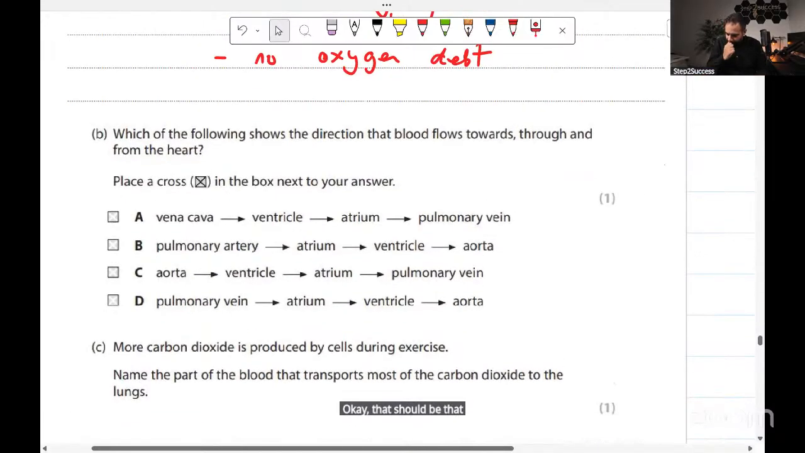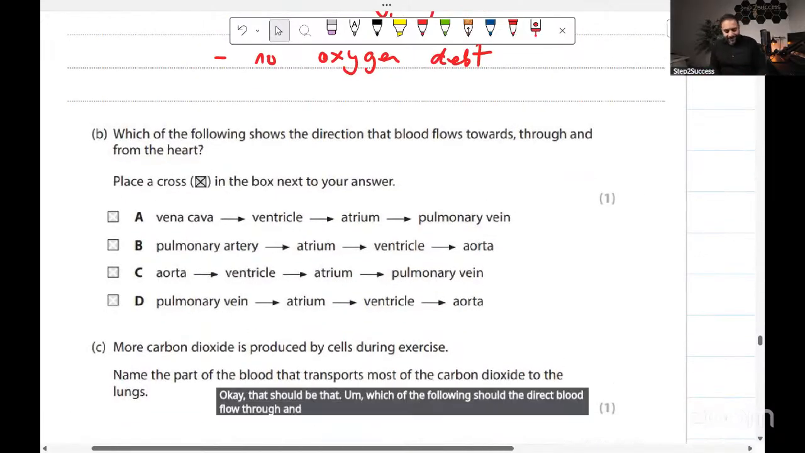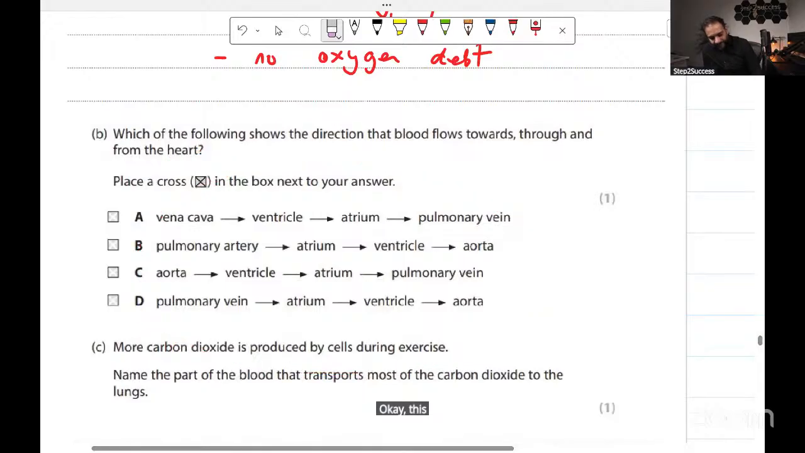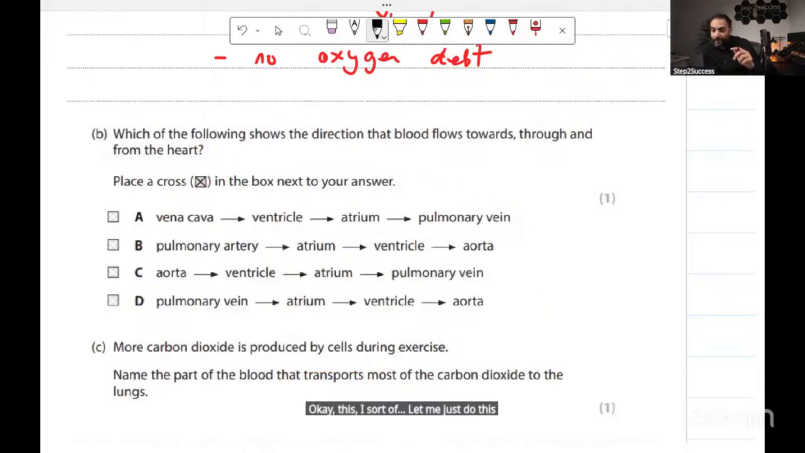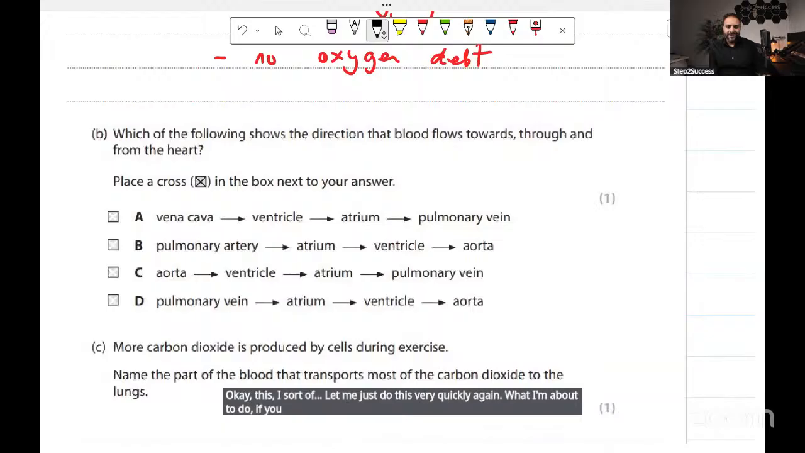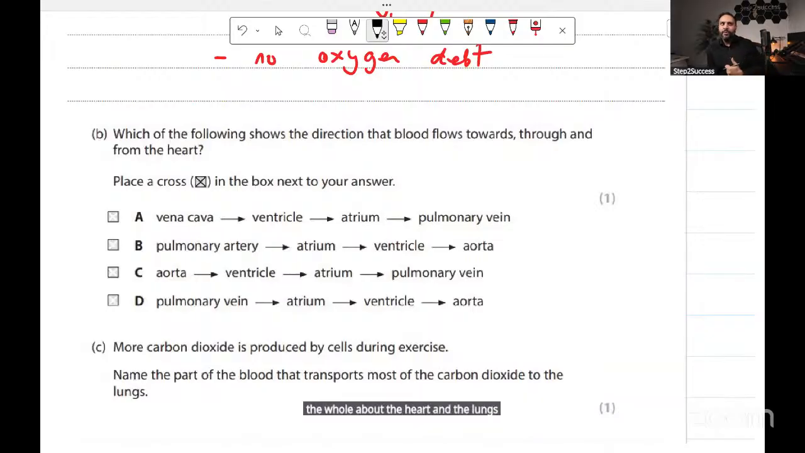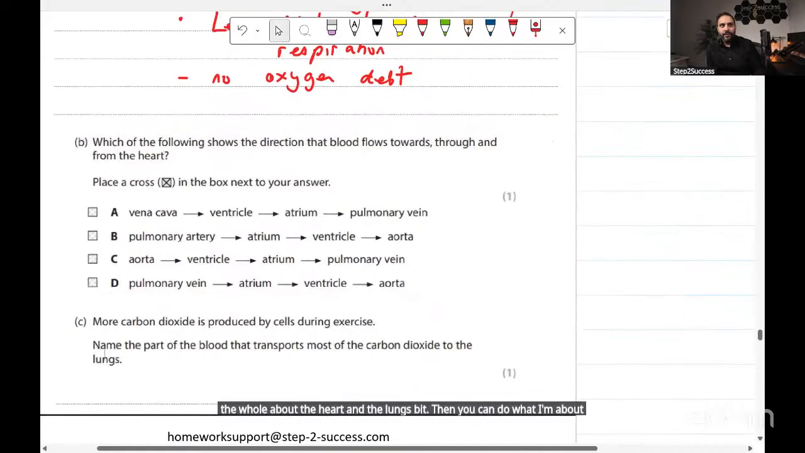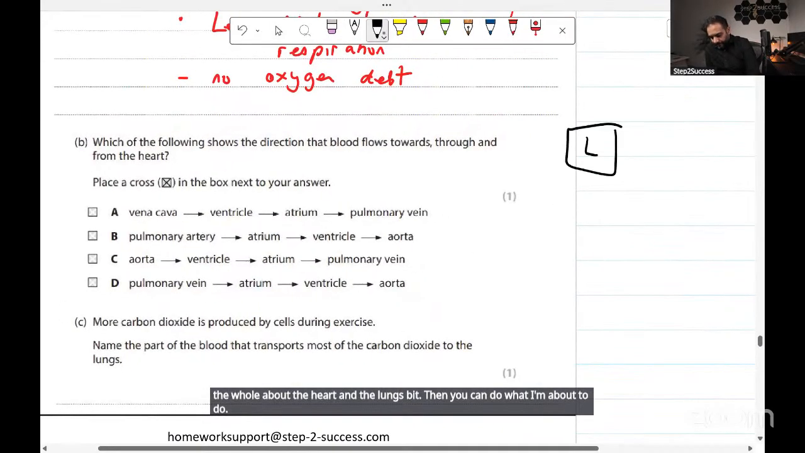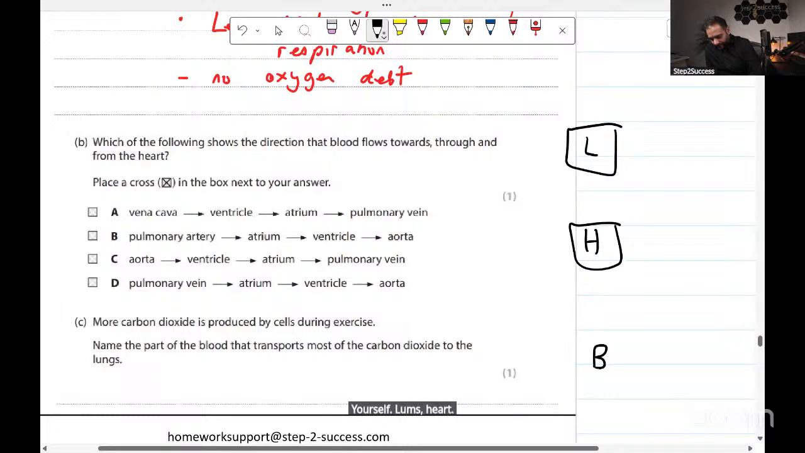Which of the following is the direction of blood flow through and from the heart? Okay, this I sort of explained. Let me just do this very quickly again. If you know this topic really well, the whole heart and lungs bit, then you can do what I'm about to do yourself. Lungs, heart, all over the body.